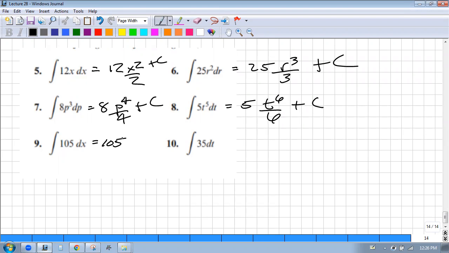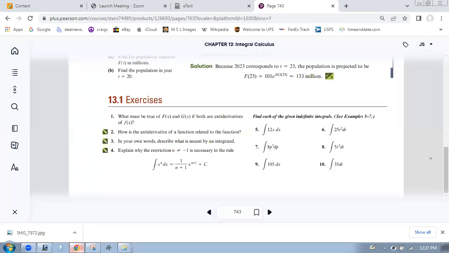The 105 stays. The integral of dx, right? The integral of dx, it's just x. This and this undo one another. You just get the x, right? Because the derivative of 105x is 105. Same thing here. And I got my constant. All right, so those are easy. Right, this next exam should be really easy.